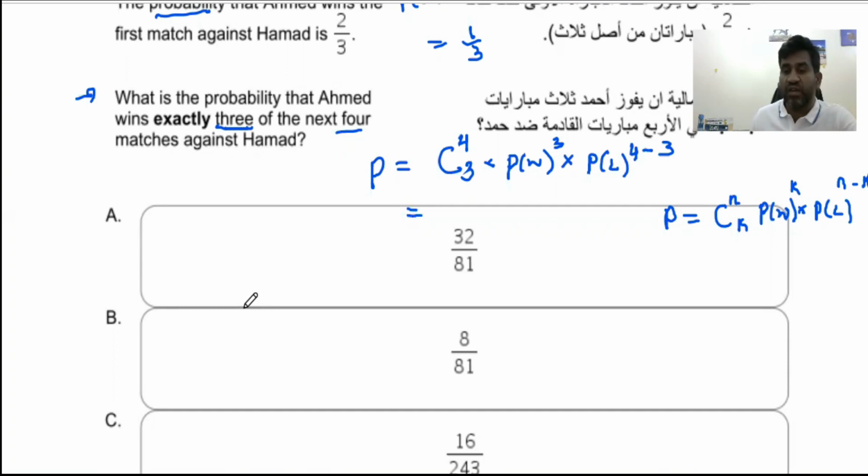So here we are saying it is 4C3. In general, a combination says, if I'm writing N, K, it means the total number of matches played is N and the winning is K, or out of a total of N, K events are happening at a time. That is what we call the combination. This can be written as N factorial over N minus K factorial times K factorial.